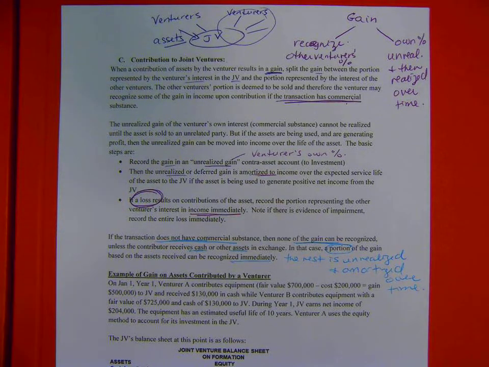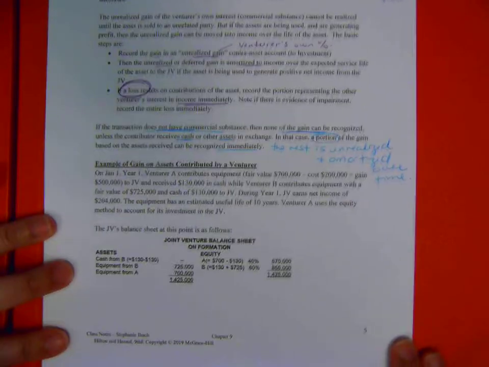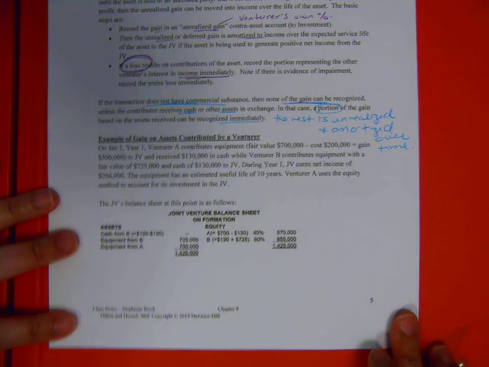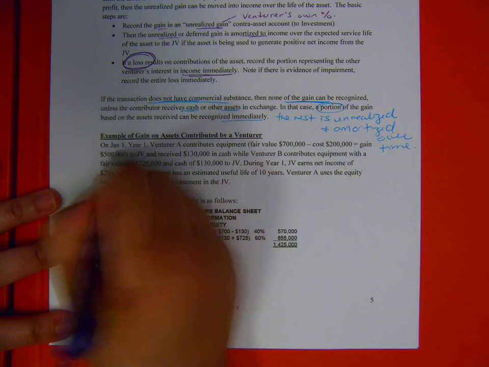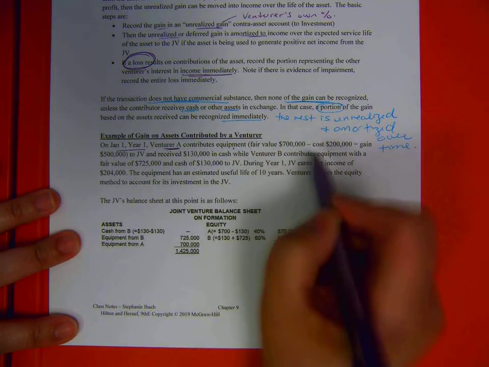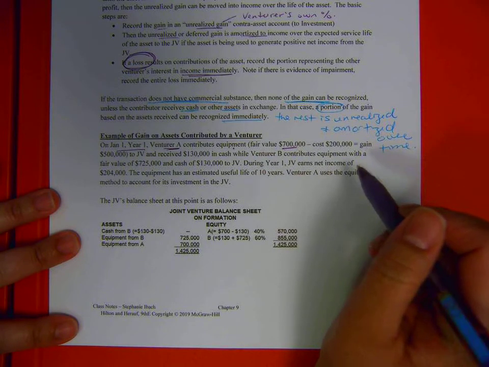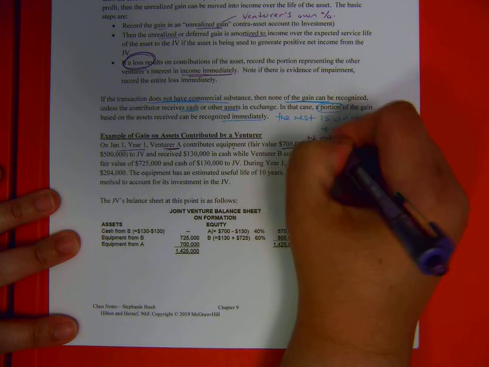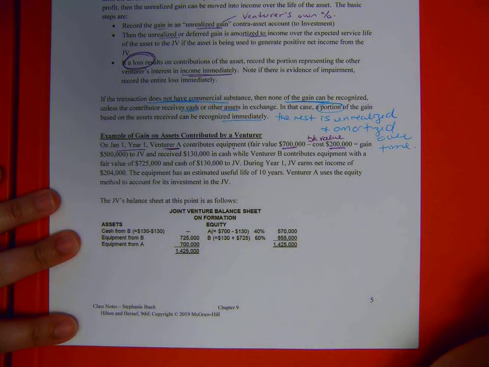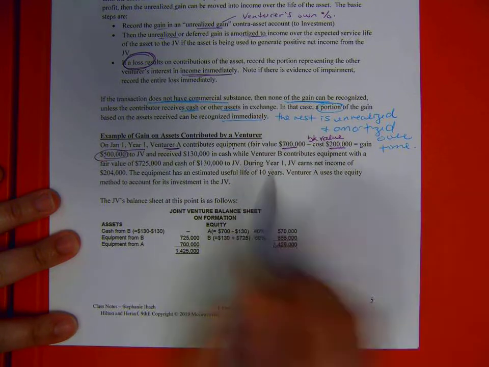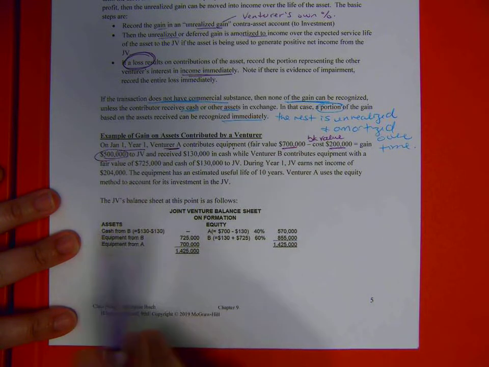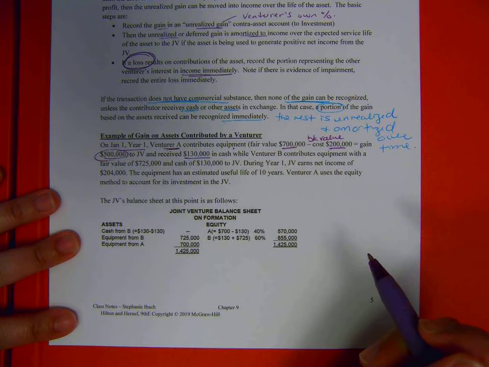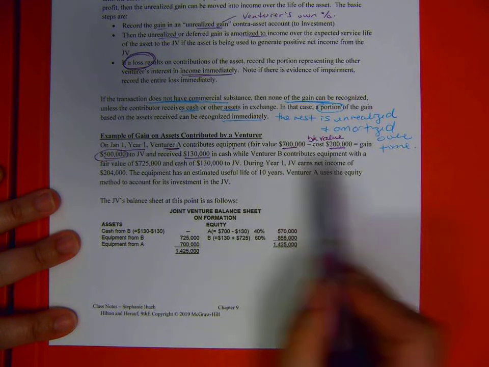The numbers here are an example, and the information is for both example 3 and 4 on the next page. So January 1st, year 1, venturer A contributes equipment. This has a fair value of $700,000. The cost, or really think of the book value, of $200,000 means there was a gain of $500,000. So venturer A contributes that to the joint venture and in return receives $130,000 in cash, and then venturer B contributes X, Y, and Z.